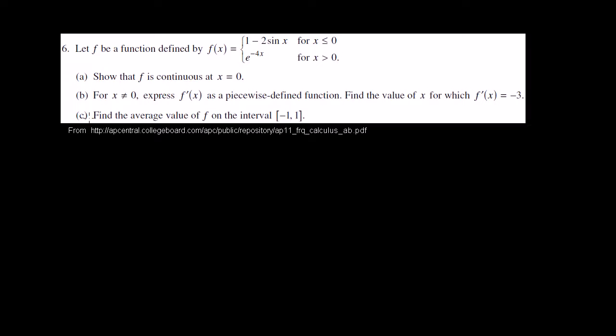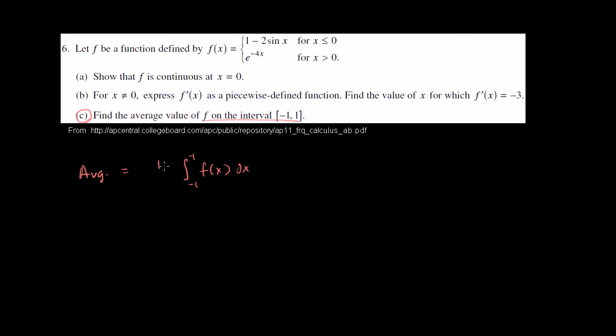Part C, find the average value of f on the interval -1 to 1. So the average value of a function over an interval is just going to be, so let's just write average. The average value of our function is just going to be the integral over the interval, -1 to 1 of f of x dx, divided by our change in x.